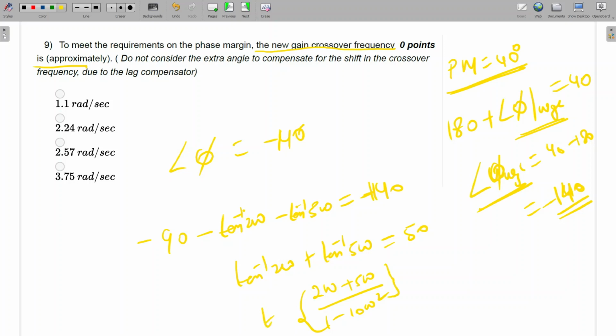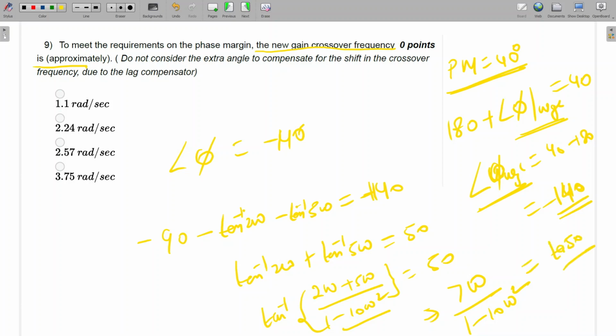Hello, am I audible? So tan inverse of (2 omega plus 5 omega) over (1 minus 5 into 2, 10 omega square) is equal to 50. Any mistake is there? So 7 omega divided by 1 minus 10 omega square, correct? Is equal to tan 50.